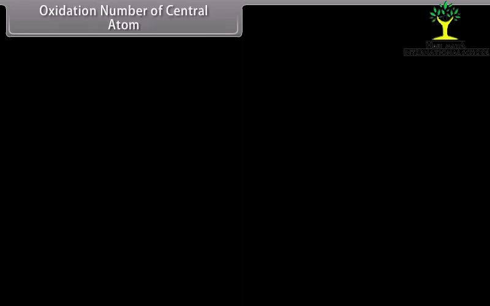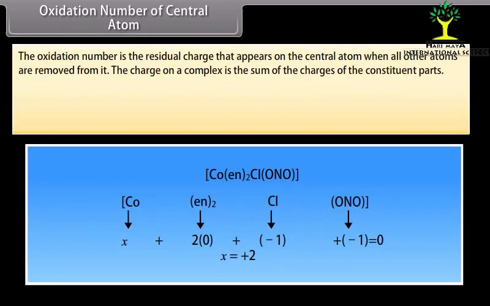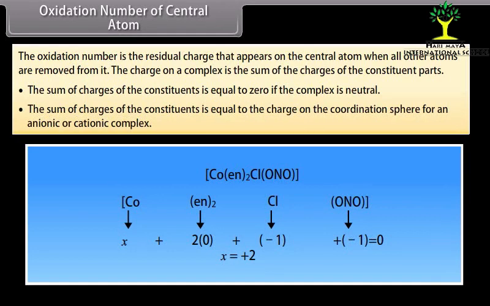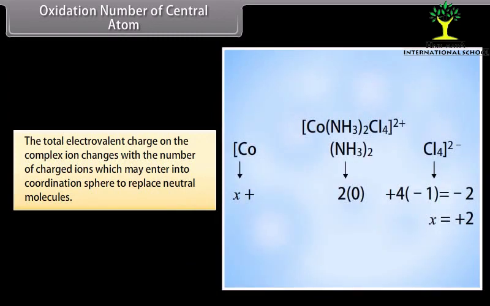Oxidation number of central atom. The oxidation number is the residual charge that appears on the central atom when all other atoms are removed from it. The charge on a complex is the sum of the charges of the constituent parts. The sum of charges of the constituents is equal to 0 if the complex is neutral. The sum of charges of the constituents is equal to the charge on the coordination sphere for an anionic or cationic complex. The total electrovalent charge on the complex ion changes with the number of charged ions which may enter into coordination sphere to replace neutral molecules.